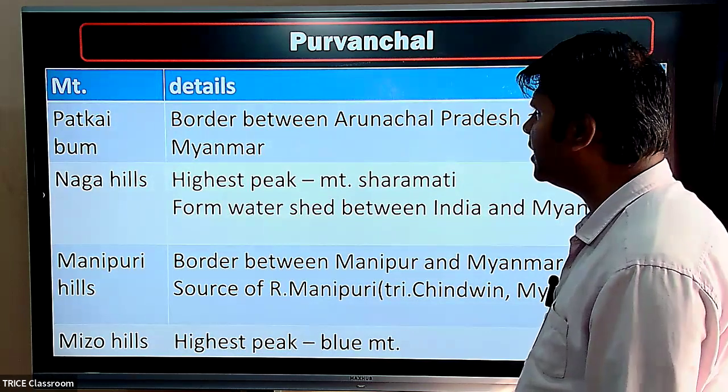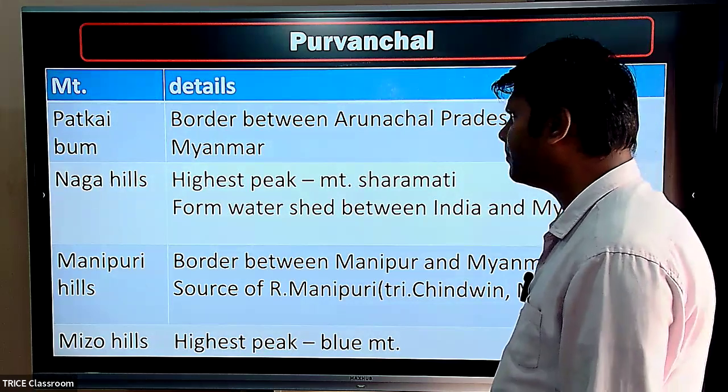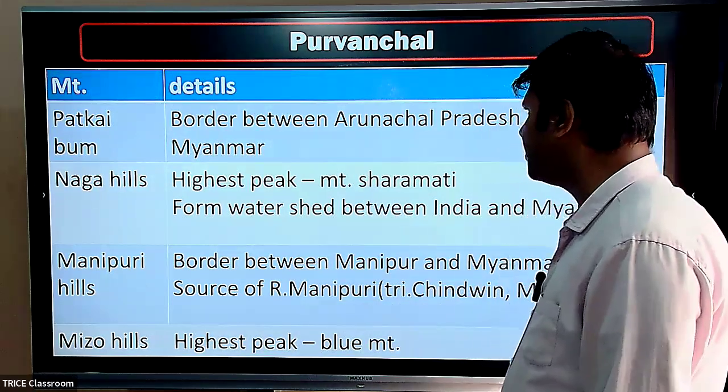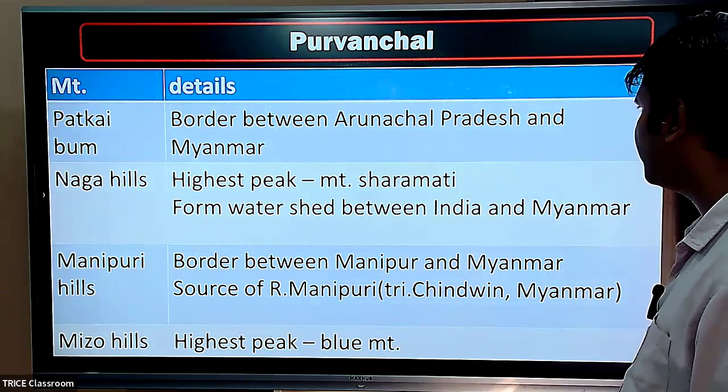Some of the important details. Patkai basically forms the border between Arunachal Pradesh and Myanmar. Naga Hills, the highest peak in Naga Hills is Mount Sharamati. So this is a watershed between India and Myanmar.